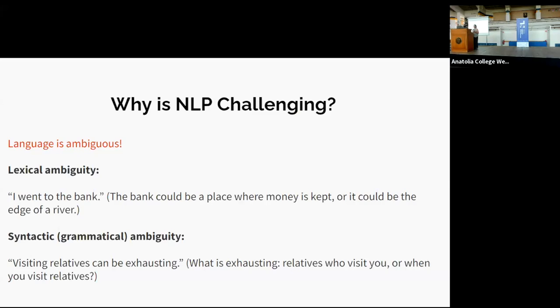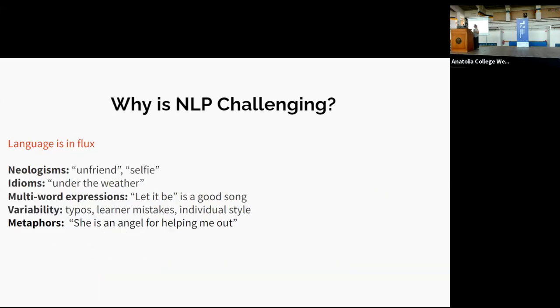So why is it challenging? It's been challenging because language is ambiguous. If I say I went to the bank, it could be the financial institution, or it could be the bank of a river. There are grammatical ambiguities. Visiting relatives can be exhausting. So are the relatives exhausting, or is the act of visiting relatives exhausting? All of these problems have played a big role in processing text automatically for a while.